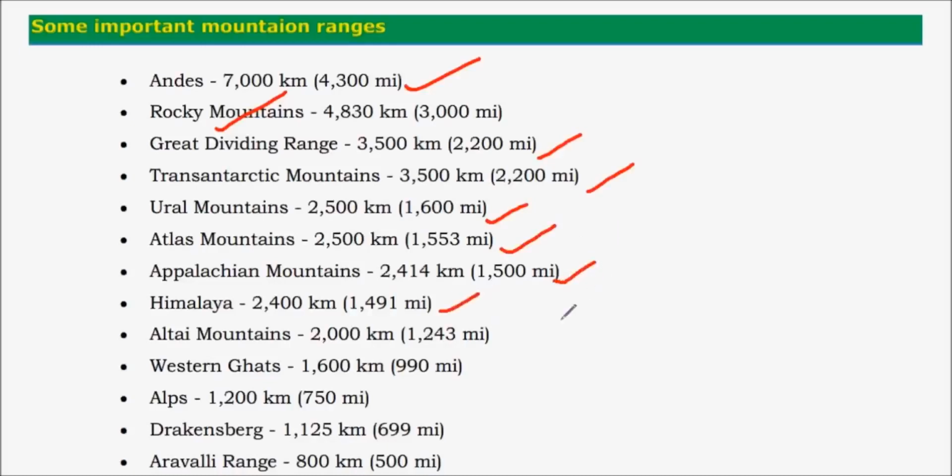The Himalayas lie between the Indian subcontinent and mainland Asia, and the Altai Mountains are mainly part of China, at a region where the four countries, namely Kazakhstan, Russia, Mongolia, and China, converge. The Western Ghats and Aravalli ranges are part of India. The Alps are present in southern Europe, in the northern parts of Italy, covering about 8 to 9 countries. And the Drakensberg Mountains are in South Africa. We'll see all these mountains on a map.